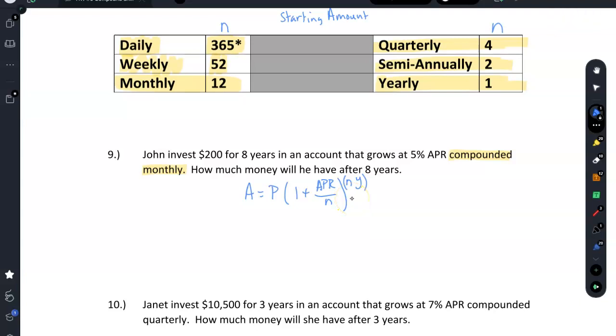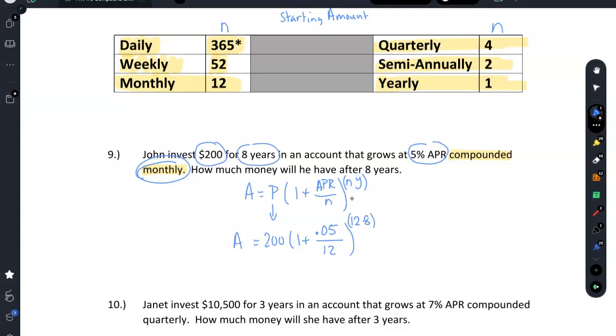So let's go ahead and start filling this in. He invested $200, so that was his initial amount. The APR is 5%. You must convert that to a decimal, so 0.05. n is monthly, so n is going to be 12. And then it's raised to the 12 times the number of years, which was 8. So all I'm doing at that stage is just pulling out the necessary information.